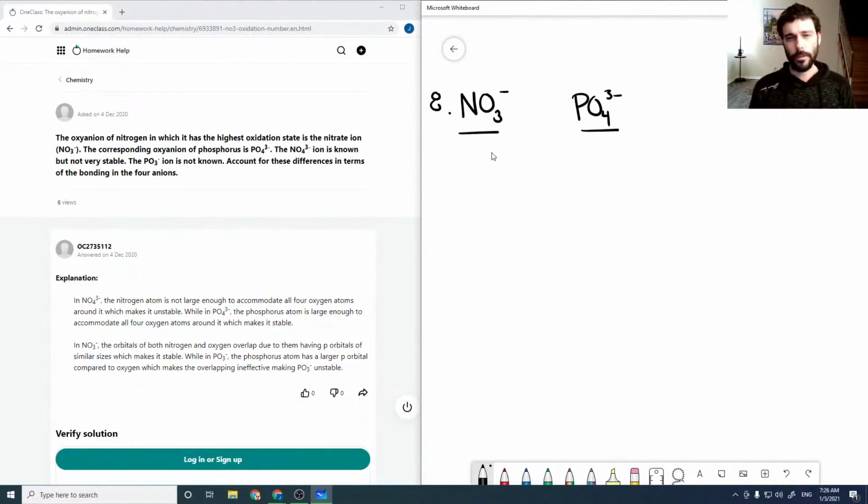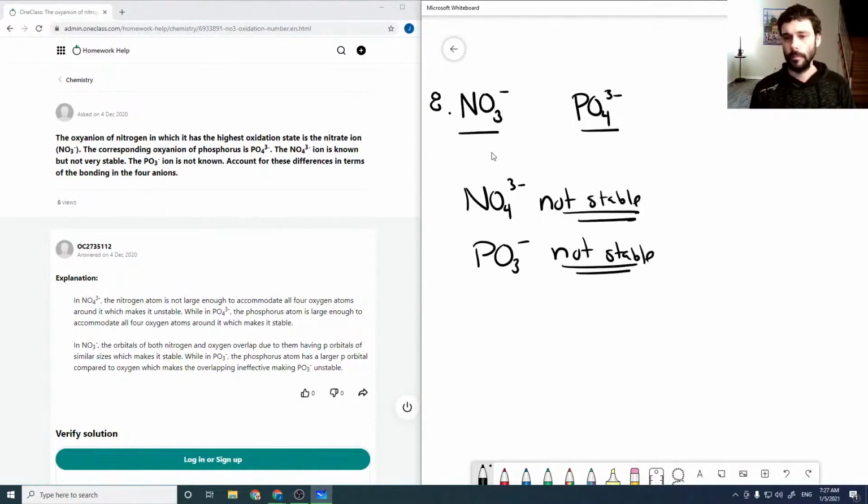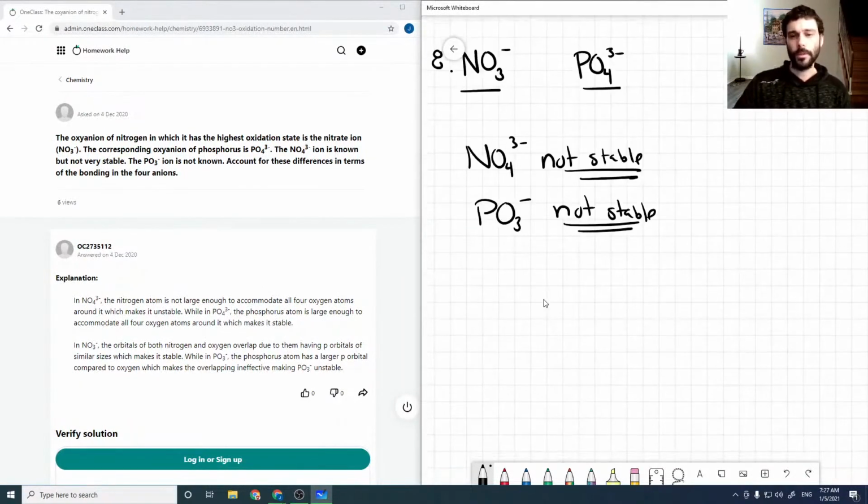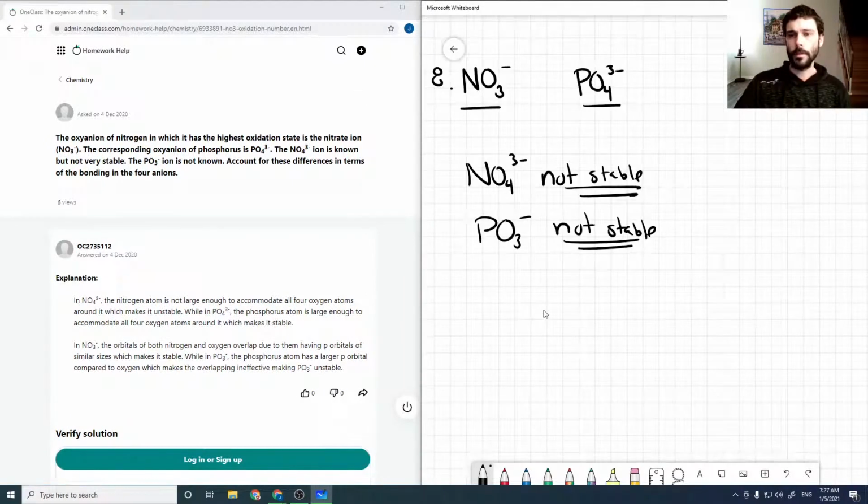The other thing is that NO4 3 minus is not stable, and PO3 minus is also not stable. And so we want to compare the bonding structure to look at why this would be the case.